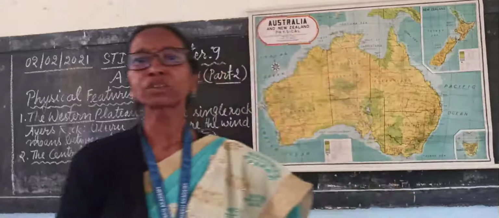The Western Australia, which is known as Western Plateau, the Eastern Highland, the Central Lowland, the Great Barrier Reef, the Great Rift Valley region and the coastal ranges. So, today you are going to learn about the Western Plateau. Western Plateau lies in the western part of Australia.